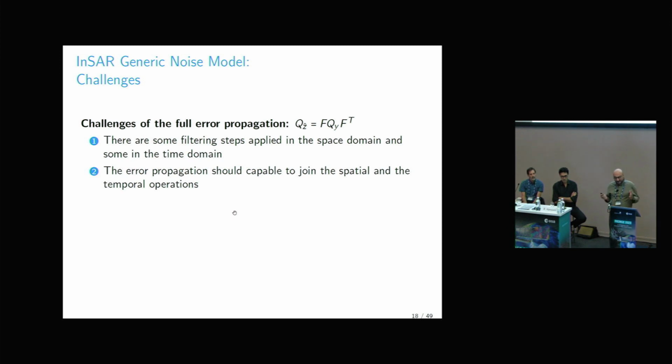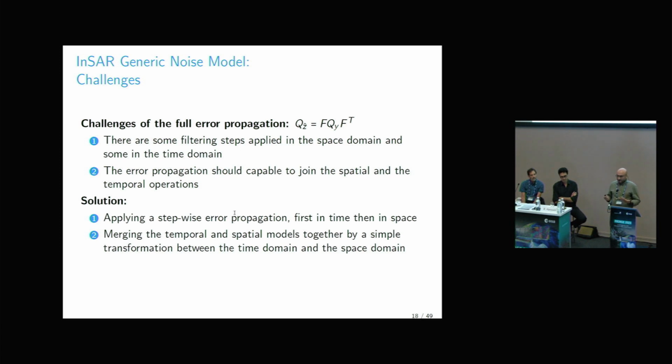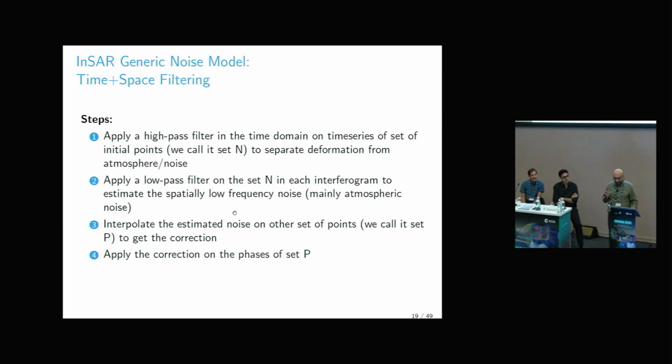The challenge of full propagation is that we have some steps in the time domain, some filtering in the time series. Then we have some filtering in the space domain. So somehow we should connect these two in the error propagation, if we want to apply error propagation, merging these temporal and spatial models together.